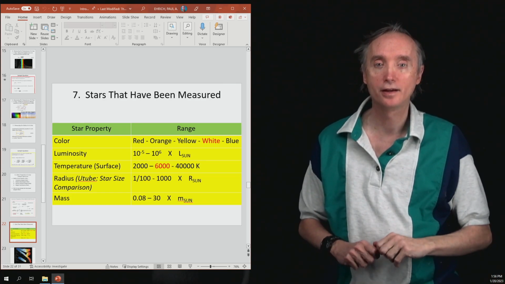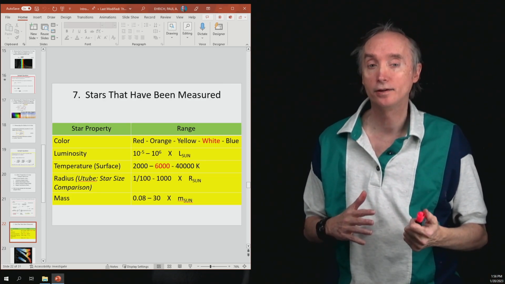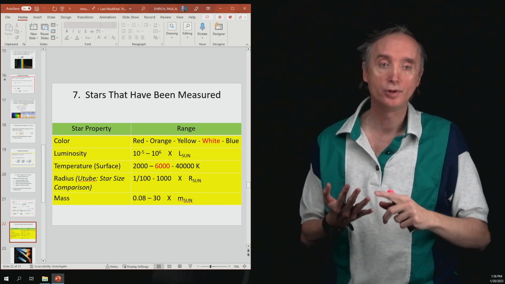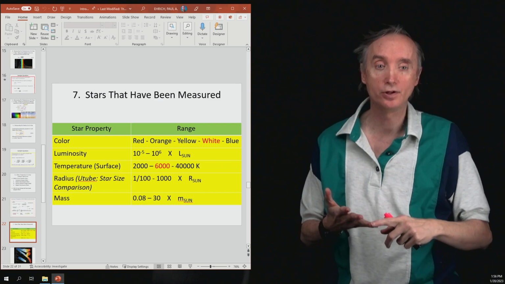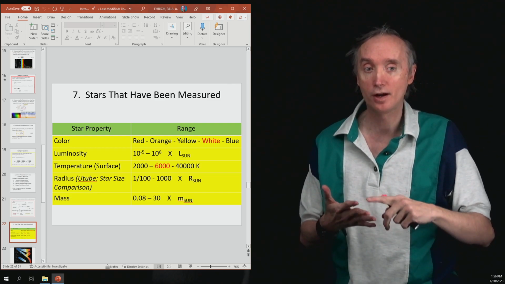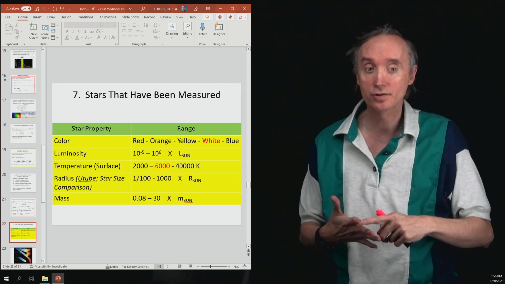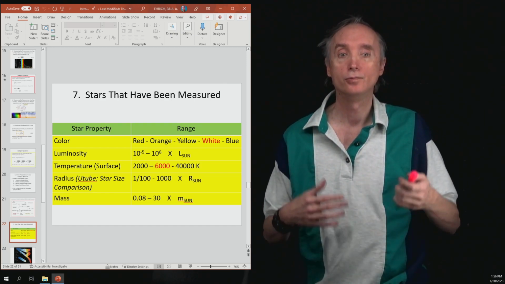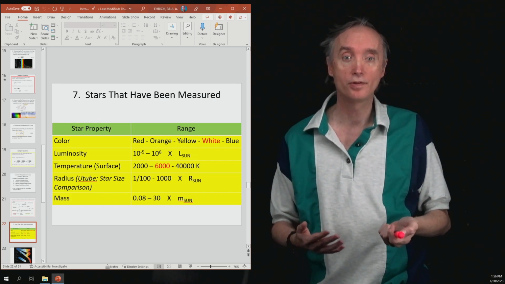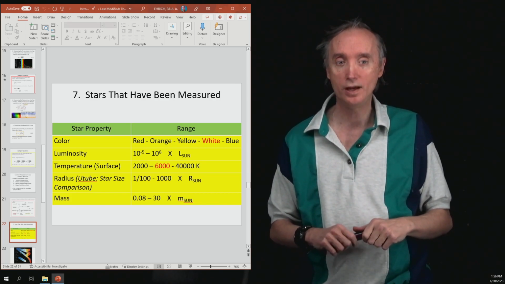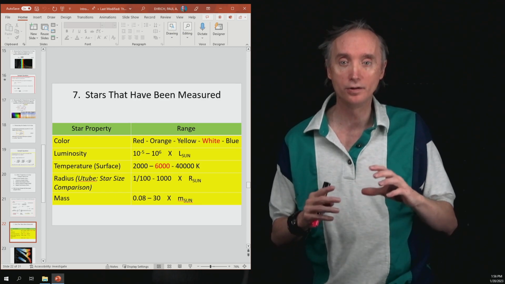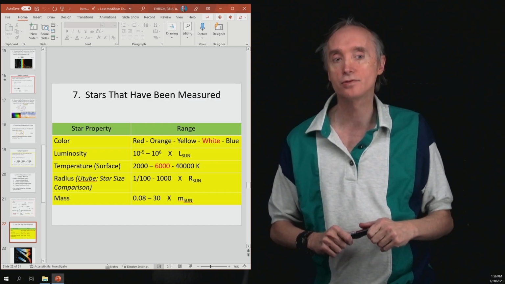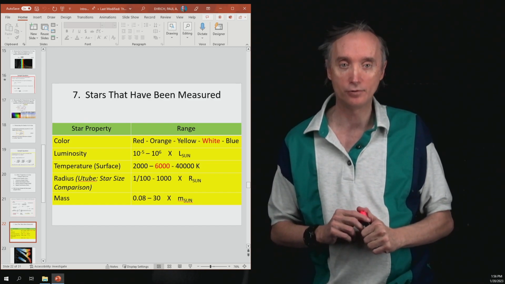Okay, I'm back, and now that we know how to measure the distance to a star, and we know how to measure its brightness, and we know how to measure its radius, and we know how to measure its temperature, and we also know how to measure a whole bunch of things by using its spectrum, we now do it with thousands of stars. So we have actually measured all of these different properties for thousands of different kinds of stars. So what have we found out?